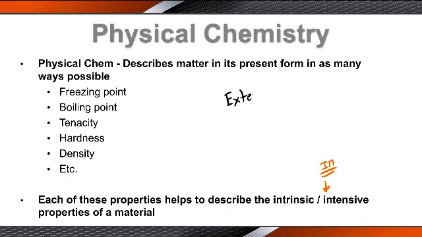On the flip side, extensive properties would be things like mass and volume, things that have no bearing on the internal makeup of our material. If you have 5 pounds of water, that 5 pounds doesn't do anything to the freezing point or boiling point. Whereas intensive properties do depend upon the internal makeup. These two terms, intensive and extensive, do show up on our quizzes and tests, so you need to make sure that you know what those two things are.